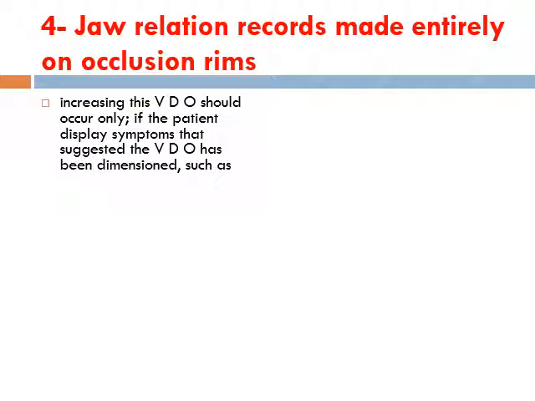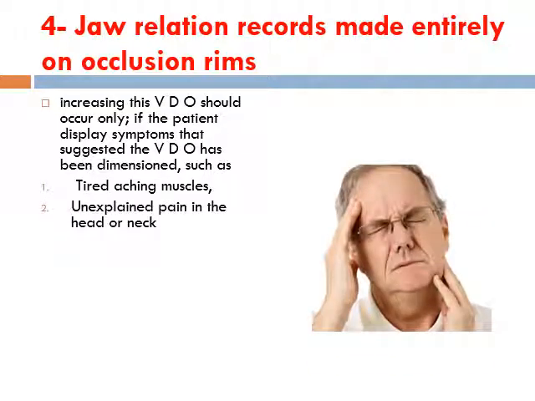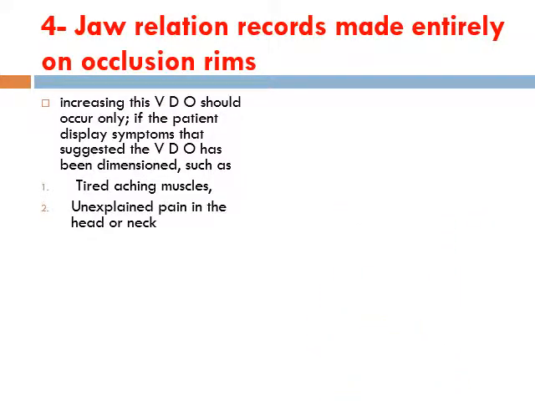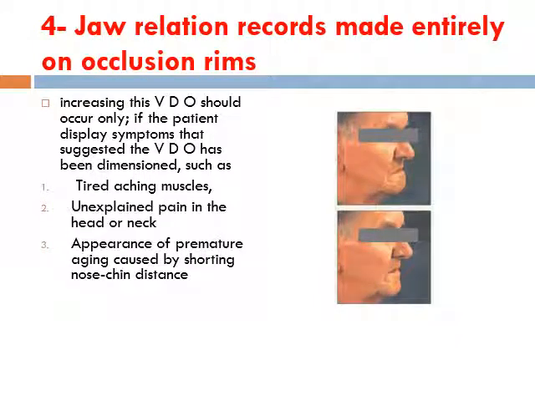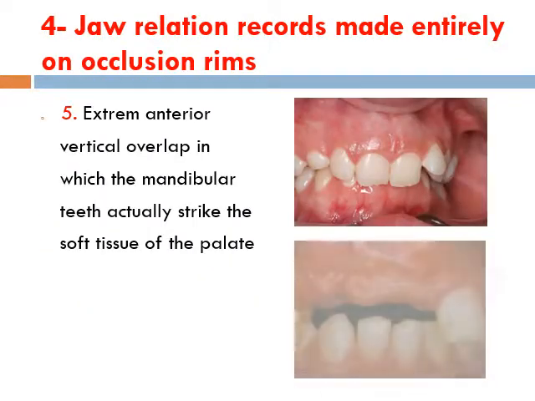Increasing the occlusal vertical dimension should occur only if the patient displays symptoms that suggest that the vertical dimension of occlusion has decreased, such as tired aching muscles, unexplained pain in the head and the neck, appearance of premature aging caused by shortening between nose and chin. يبقى احنا بنزود بس في vertical dimension شوية في الحالات الثلاثة اللي ذكرناهم وفي excessive freeway في الحالات دي ازود شوية في vertical dimension.